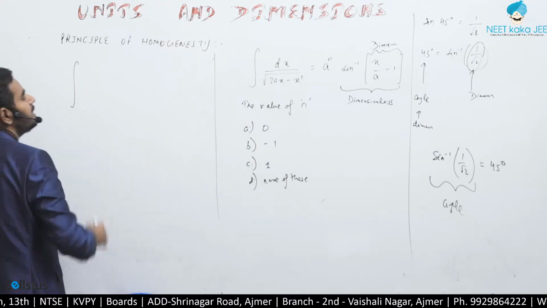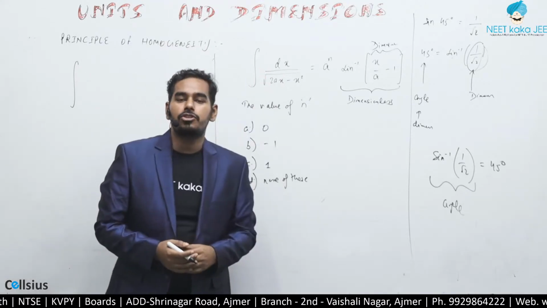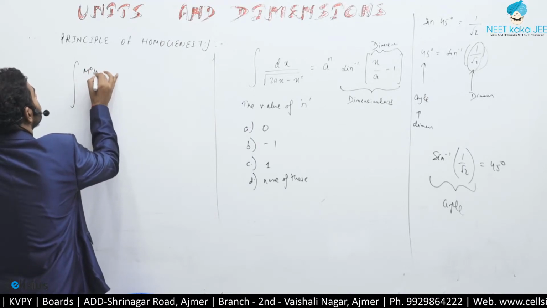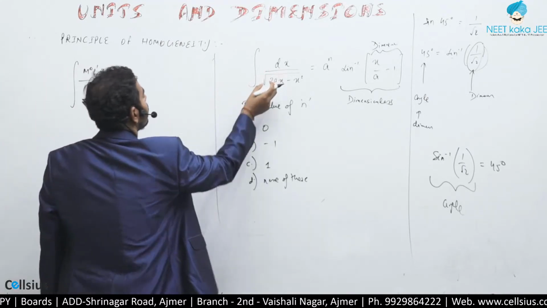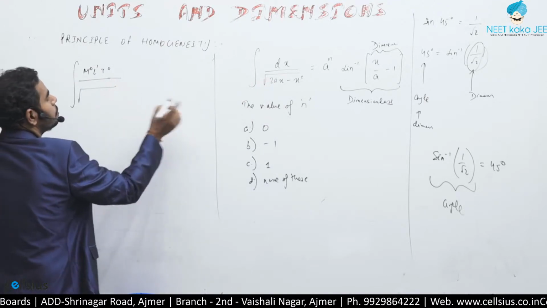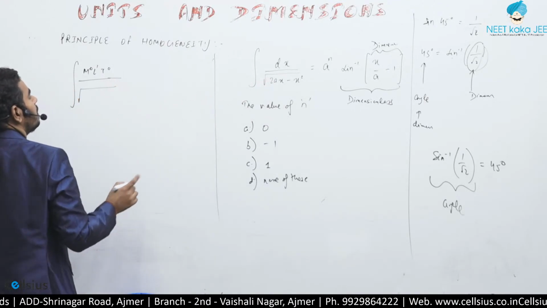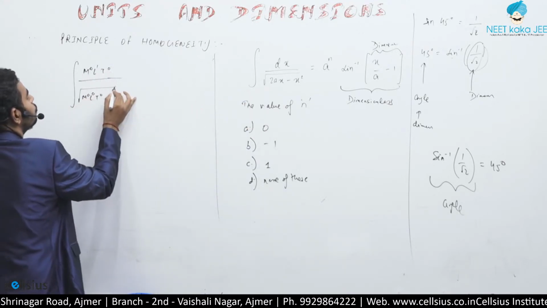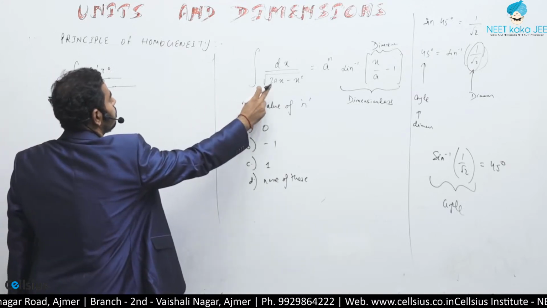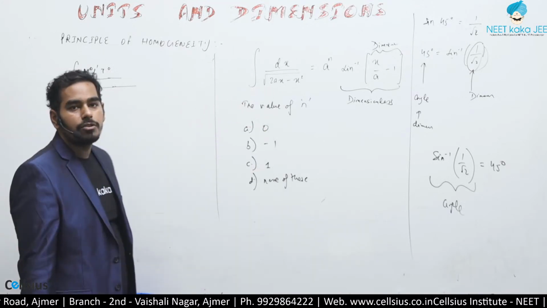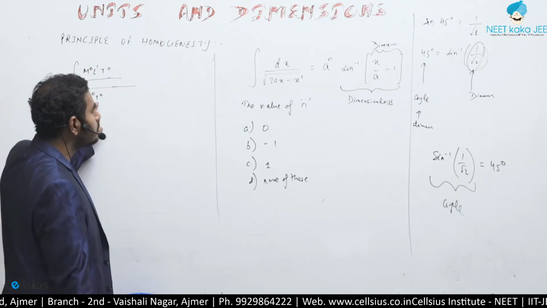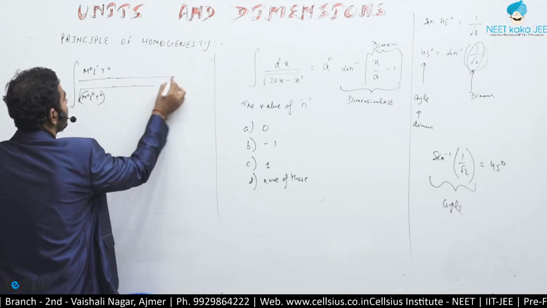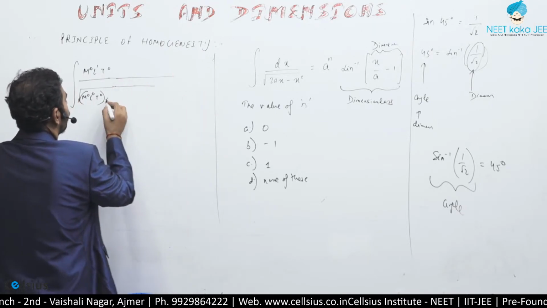So this question can now be written as integration of dx. Now remember, what is dx? First of all, dx is length. So length you can write as m0 l1 t0. dx is a small length upon under root of 2ax minus x square. Now you can see that instead of 2 you can write m0 l0 t0, because 2 is a number. And then instead of a, what you can write over here?